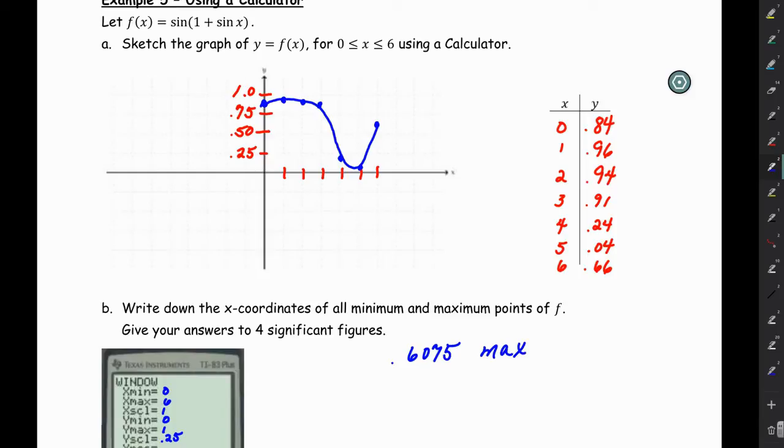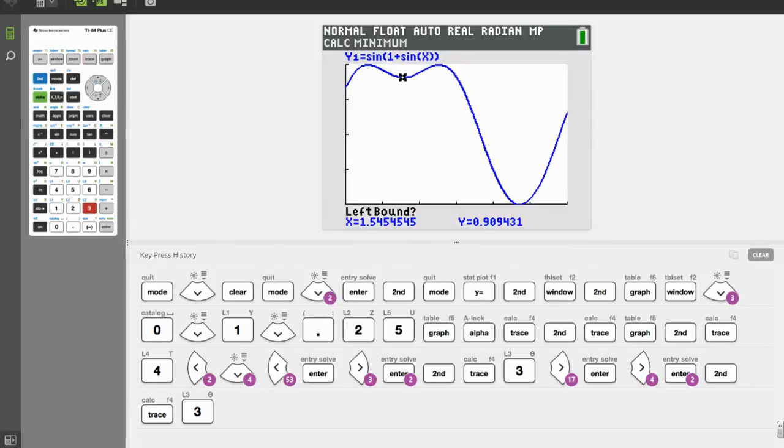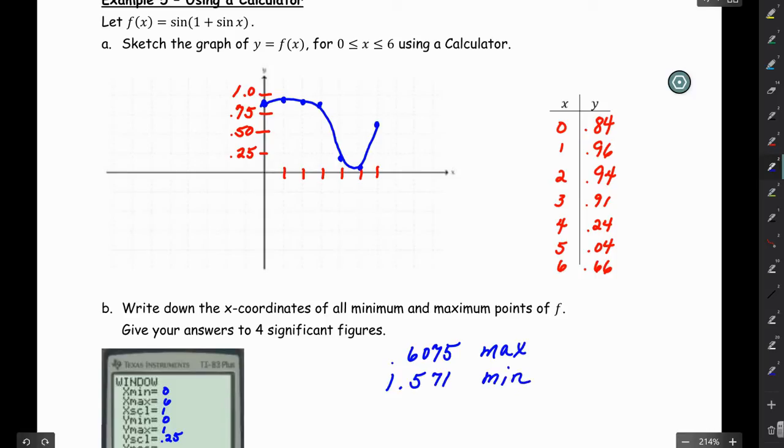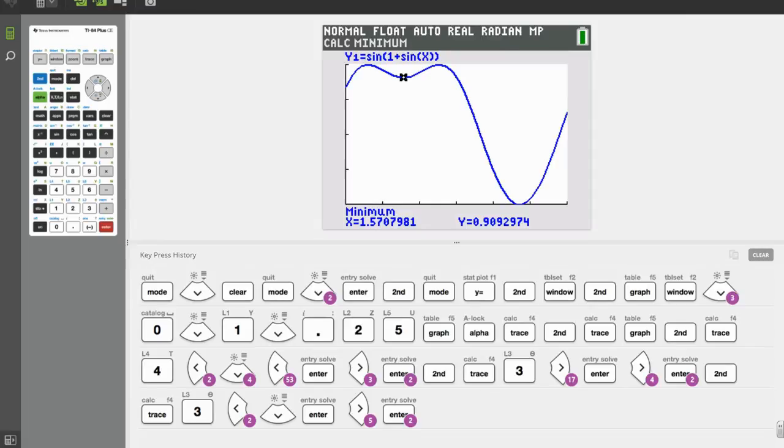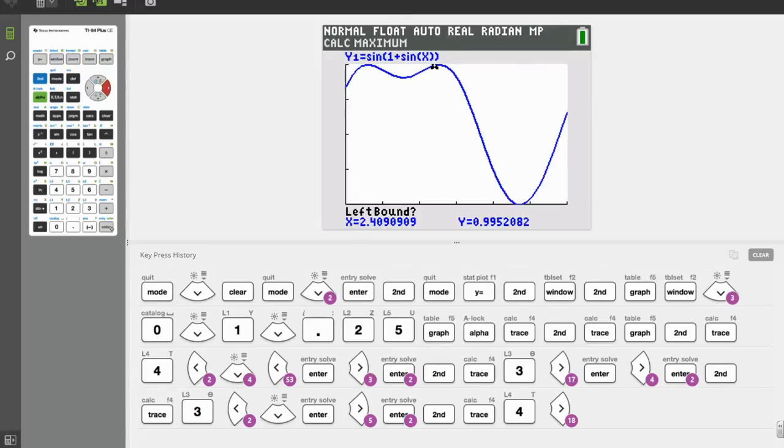Right now we're going to find the next one. Move our spider to the left, hit enter. Move our spider a little to the right, hit enter, and then guess. And the next value we get is 1.571. Find the next value. It's a maximum, second calc, number 4, little to the left, hit enter. Little to the right, hit enter, and hit enter. And we get a maximum at 2.534.